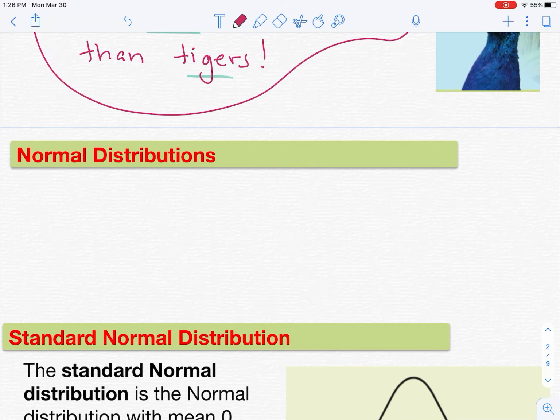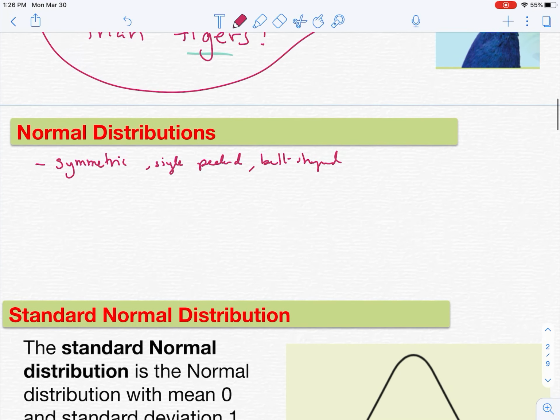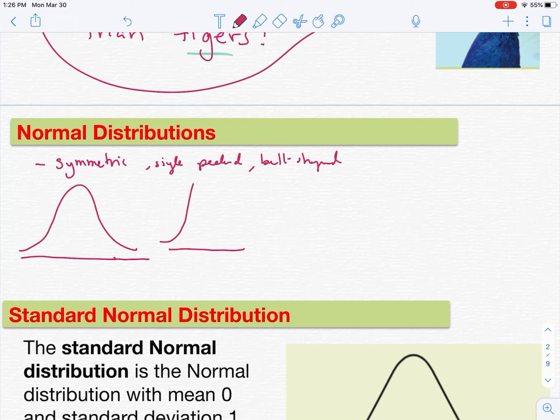Normal distributions, they are symmetric, single peak, and bell-shaped. They look like this. If you're drawing a normal curve, it looks like this. I might have said in the past, describe the distribution, the shape of it. This would be symmetric or single peaked or bell shaped. That's a normal curve. Sometimes they are tall and skinny, and sometimes they are short and wide, but those are all normal curves.